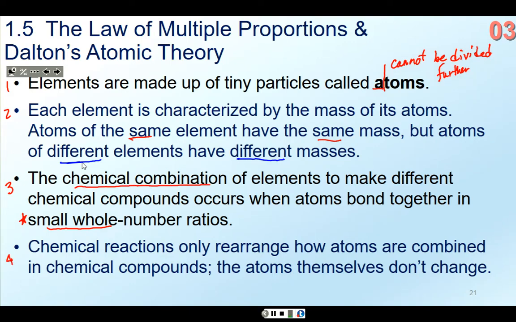And the last principle, if you will, is that chemical reactions only rearrange how atoms are combined. In chemical compounds, the atoms themselves don't change. In other words, this is the conservation of matter. Nothing is created or destroyed in chemical reactions. We only rearrange atoms when chemistry is taking place. These were postulates that Dalton put forward in his theory, which we hold to today.